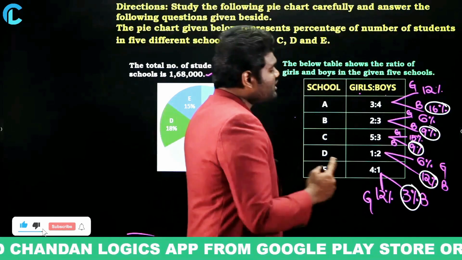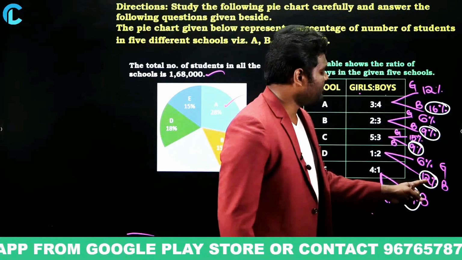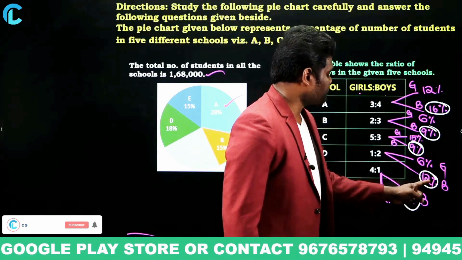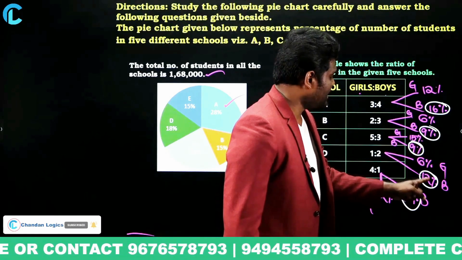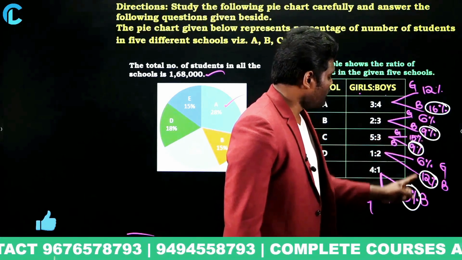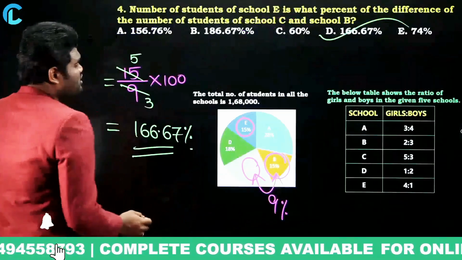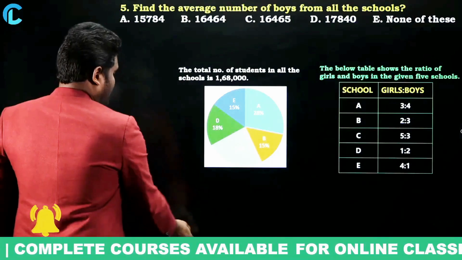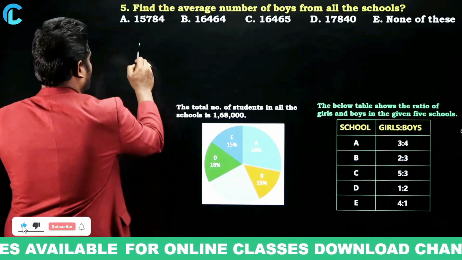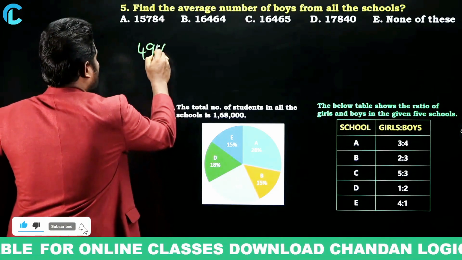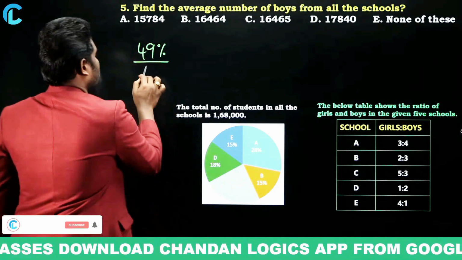Okay. So first of all add. If you add 9 plus 9, 18. 18 plus 12, 30. 30 plus 16, 46. 46 plus 3, 49. So boys total is 49%. As the question is saying average, so divided by total how many schools are there? Total how many schools means 5 schools.